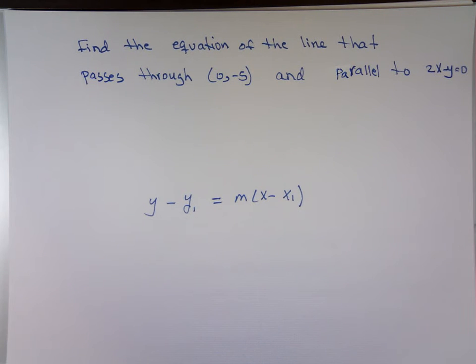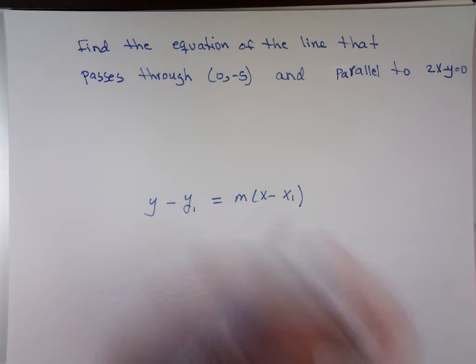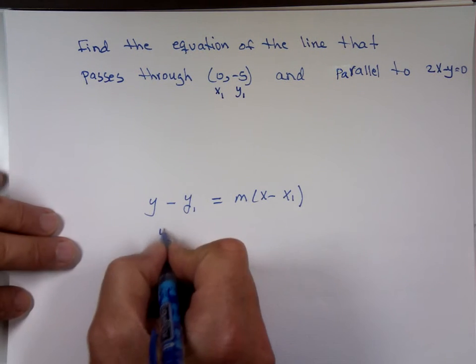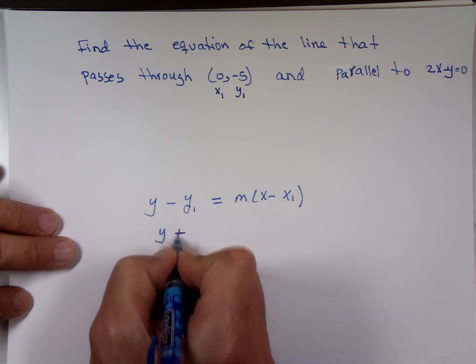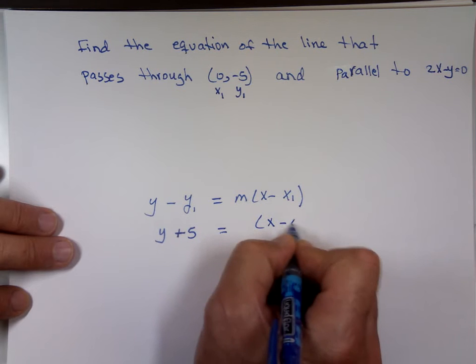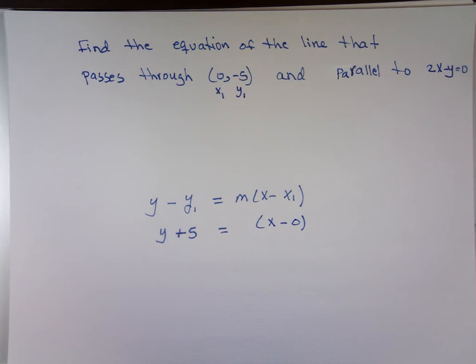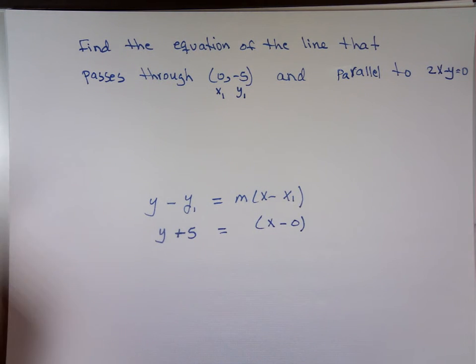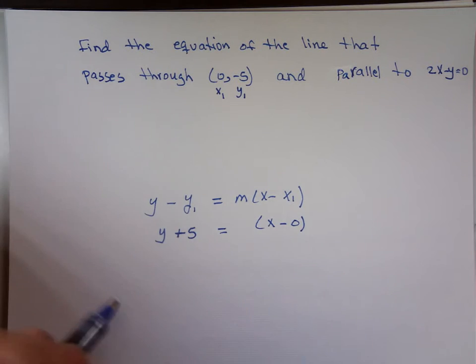I got a point. This is x1, y1. Minus a minus, that's plus 5. But I don't have a slope. What do we know about parallel lines? They have the same slope. So if I know the slope to this line, I know the slope to my line. So parallel lines have the same slope.